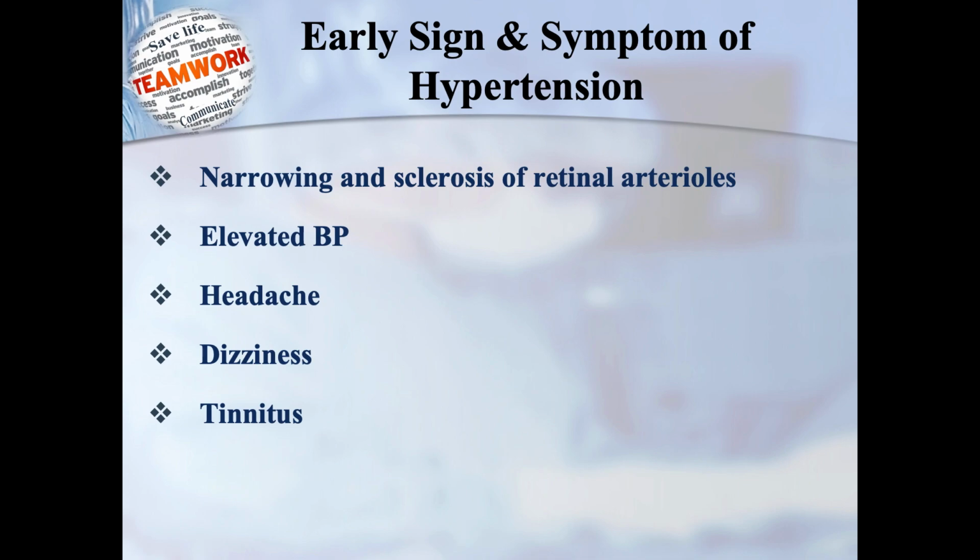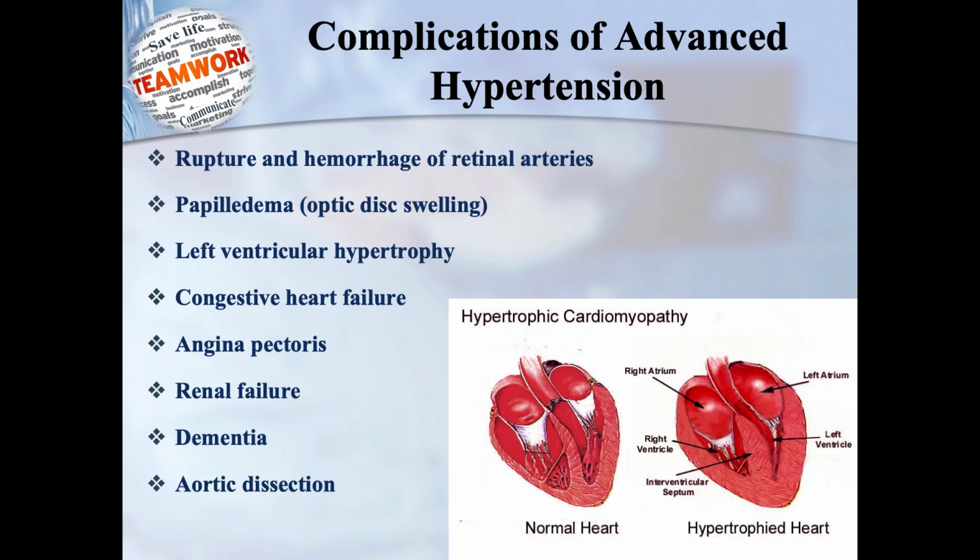Early signs and symptoms of hypertension: the patient may remain asymptomatic for many years. When the symptoms occur, they might develop elevated blood pressure, narrowing and sclerosis of retinal arterioles, headaches, dizziness, tinnitus, or ringing in the ear, which are not specific for hypertension.